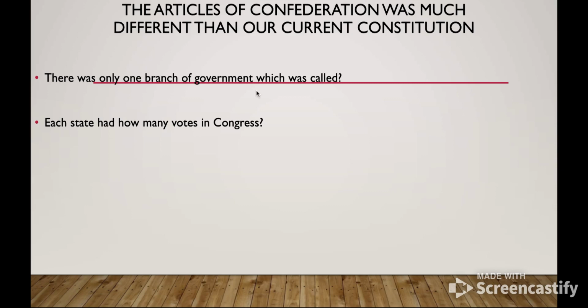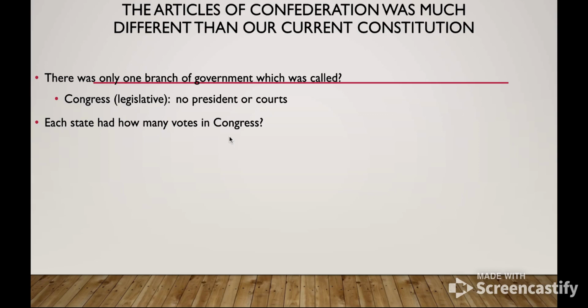So today in our current Constitution, we have three branches of government. We have executive, which is the president and the White House. We have legislative, which is Congress and the Capitol building. And we have the judicial branch, which is the courts. Under the Articles, they only had one branch, and it was the legislative branch. So there was no president. There was no system of courts.